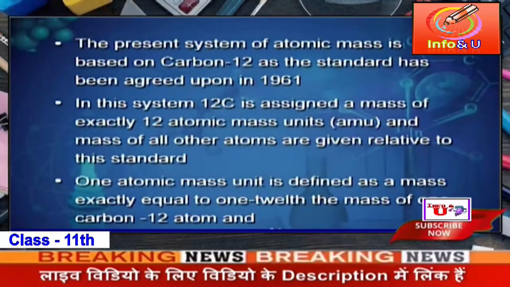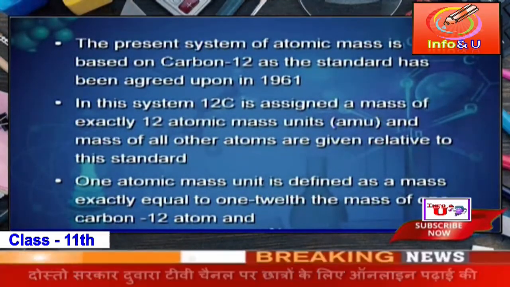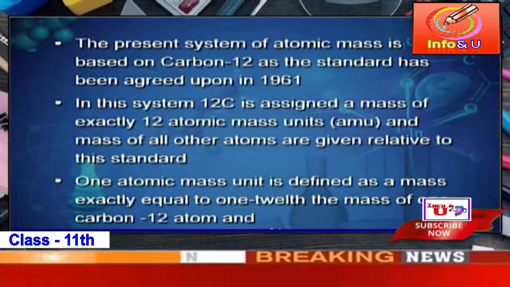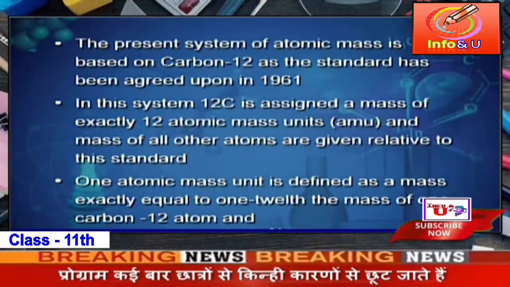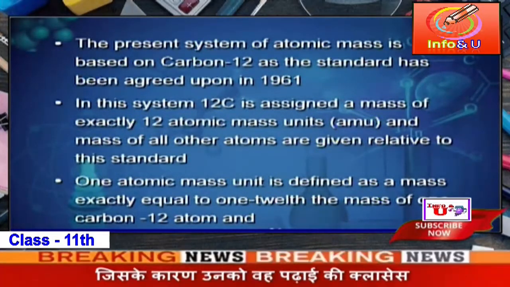One atomic mass unit is defined as a mass exactly equal to 1/12 the mass of one carbon-12 atom. Hence, 1 AMU is equal to 1.66056 × 10^-24 gram.